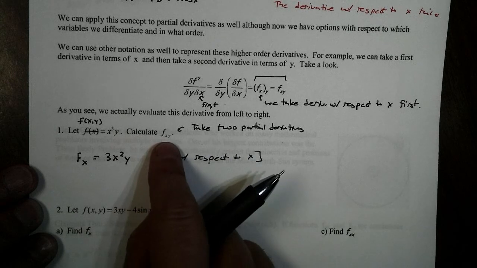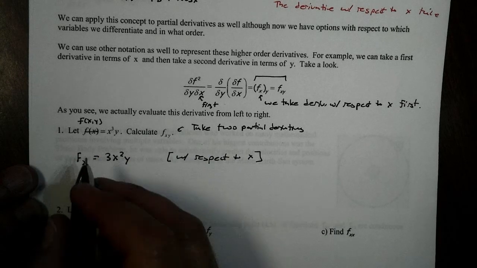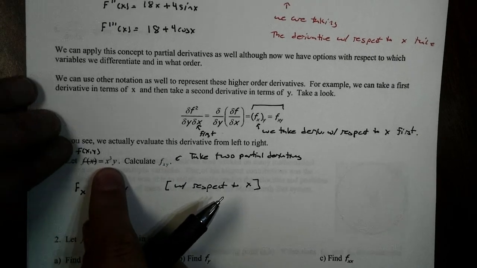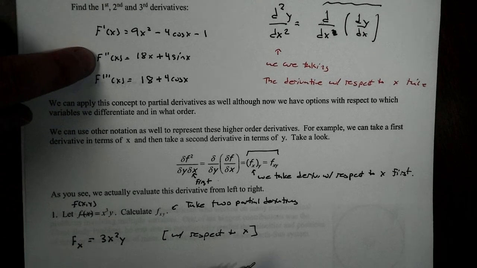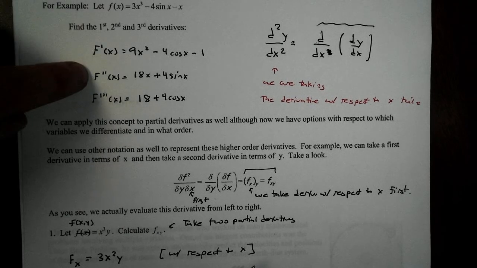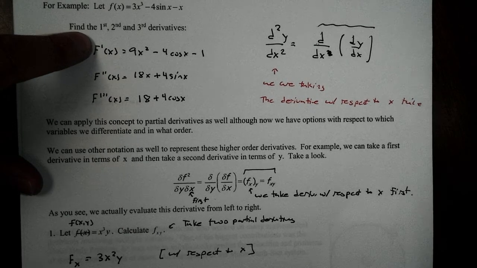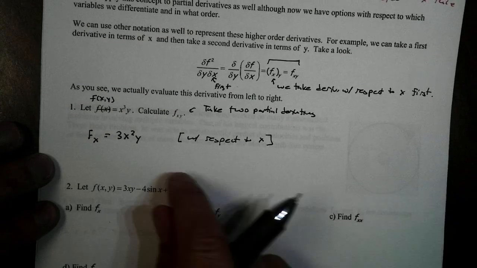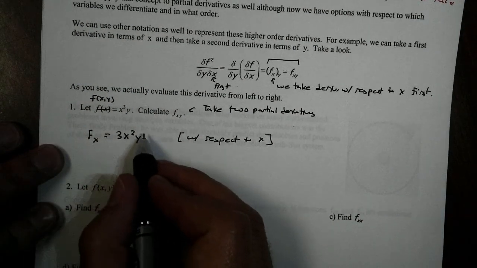Now I'm going to take this derivative with respect to y. Notice when we take the second derivative, we don't go back to the original function, just like up here. When I took the second derivative, I didn't look at my original function, I looked at my first derivative. The only difference is, instead of taking the derivative with respect to x again, now I'm going to take my derivative with respect to y.